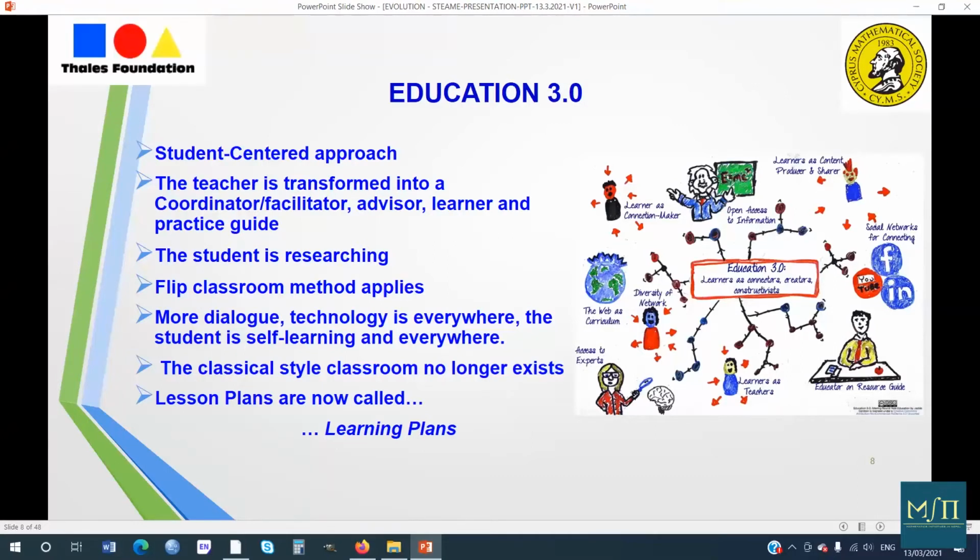The flipped classroom method applies. What do we mean by flipped classroom? We mean that what you do in school, you do outside the school, and what you do outside the school, you bring into the classroom. Meaning that the learning can be done outside the school as well, anytime, any place. And what do you do in school? Well, you can apply the learning to develop the competencies and skills. And we will see some videos also later on.